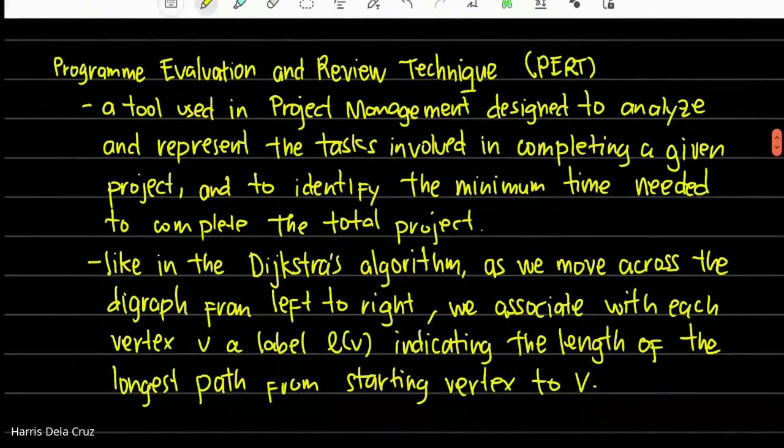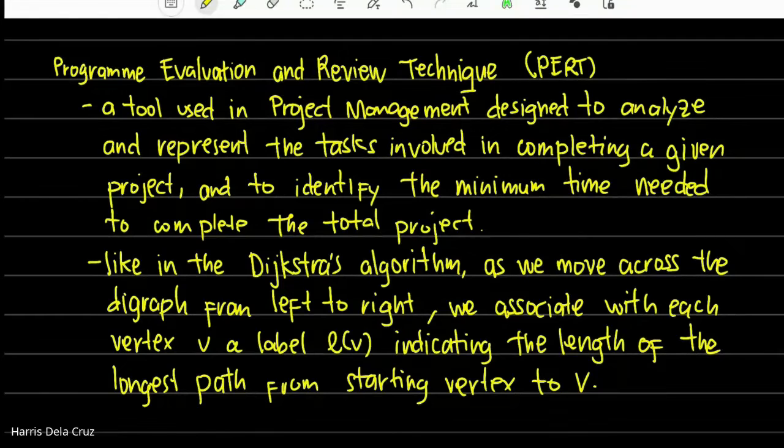So, we have here an algorithm called Program Evaluation and Review Technique, or PERT. It's a tool used in project management designed to analyze and represent the tasks involved in completing a given project and to identify the minimum time needed to complete the total project. Commonly used siya sa mga business related activities, but actually it's used in almost all activity that requires project management.